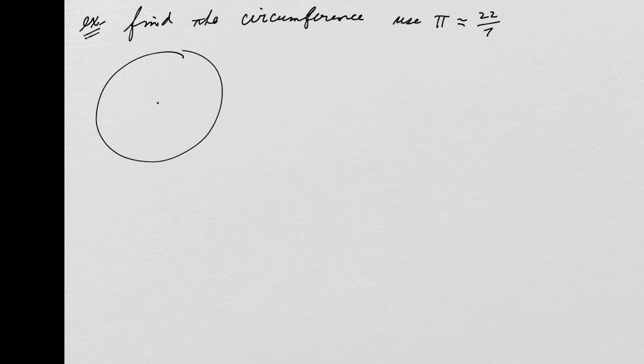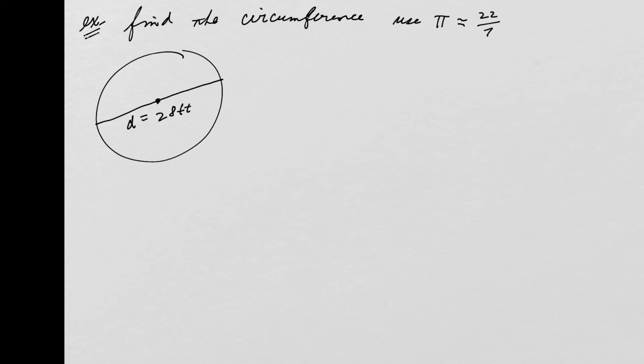And let's say I'm given this information now. The length from one side through the center to the other side. Let's say it's 28 feet. So immediately you have to recognize, well, that's the diameter, right? So d is equal to 28 feet.